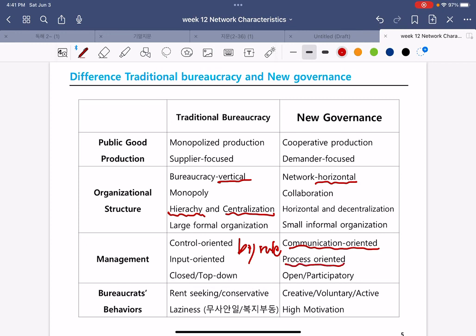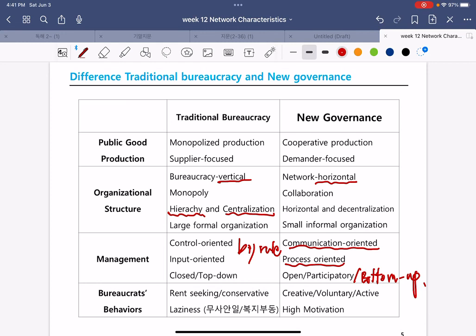Also, the process is very important, to coordinate and interact with different actors. The process and procedures are emphasized, and good process results in good outcomes. Therefore, because the process is emphasized, the management is very open and participatory. It's based upon a bottom-up approach, but in the traditional bureaucracies, management is top-down. Right?